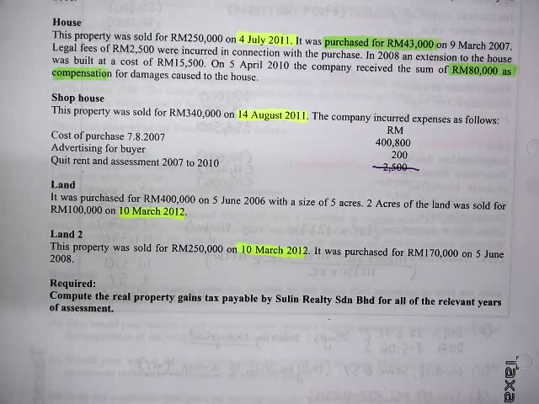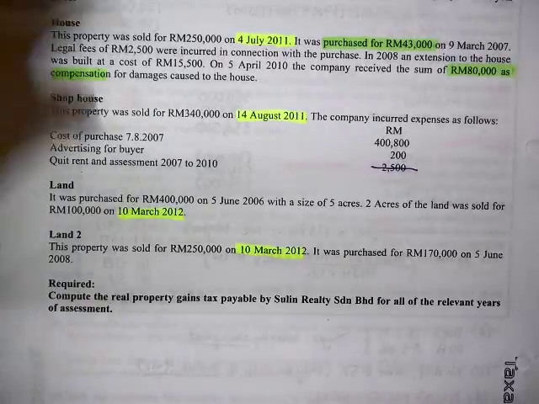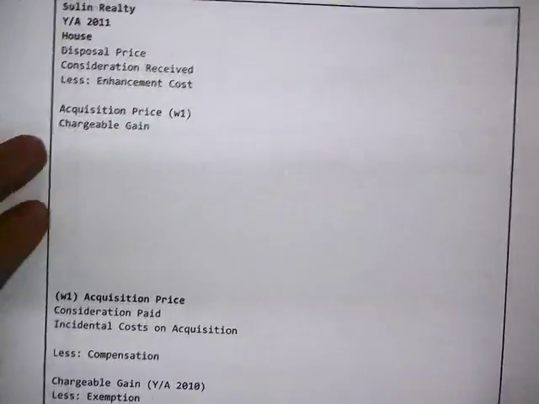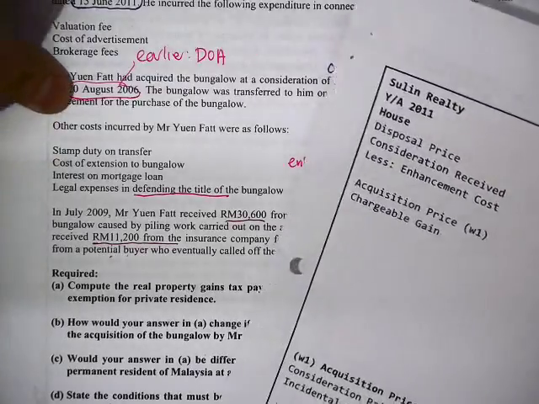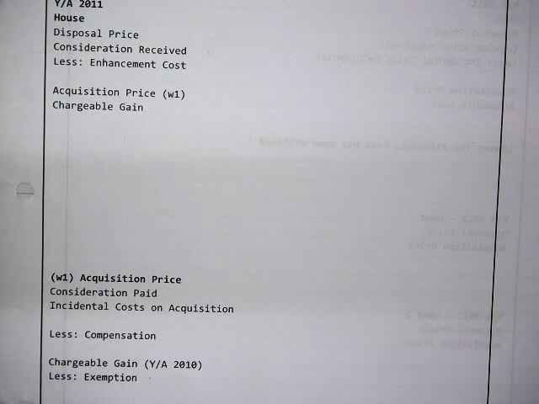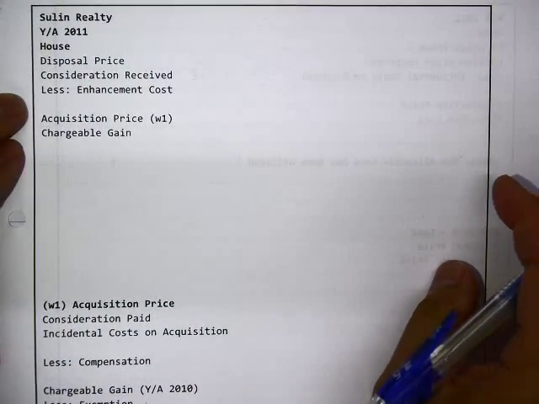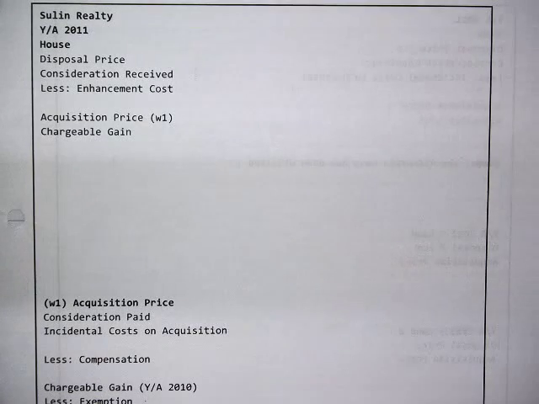So that's the date of disposal. It was purchased for 43,000 on the 9th of March 2007. The legal fees in 2005 were incurred, and then in 2008 they spent 15,500 for extension, which is an enhancement cost. Now on the 5th of April 2010, the company received 80,000 being compensation for damage caused to the house.